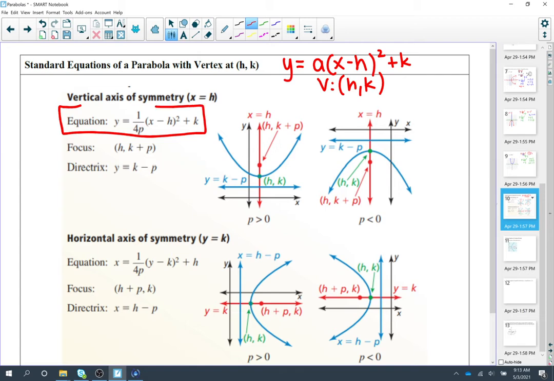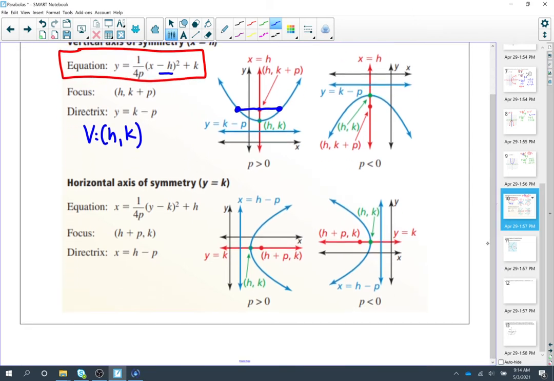This is the version where your parabola is going to either point up or down, which is very similar to what we did at the beginning of the year, except instead of referring to this as a, we have the 1 over 4p. And remember, the 4p tells you your latus rectum, which tells you how wide to make your parabola. The other thing to keep in mind, same as before, h changes. So if you have a minus h, it becomes h, and then plus k. There you go.